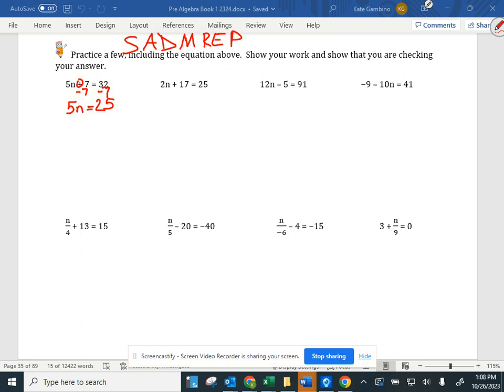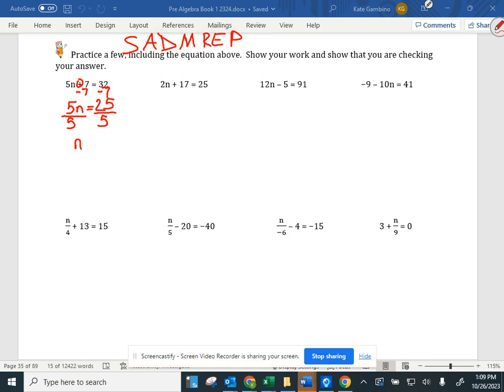So now what operation do I have to do, Jude? Division. Division, because we know 5n means 5 times n. So I need to divide both sides by 5. 5 divided by 5 is 1. Do I need to put a 1 in front of my n?